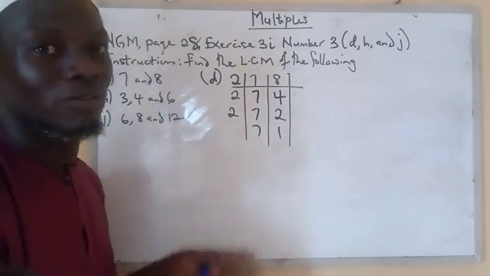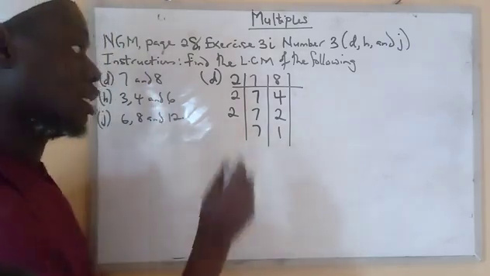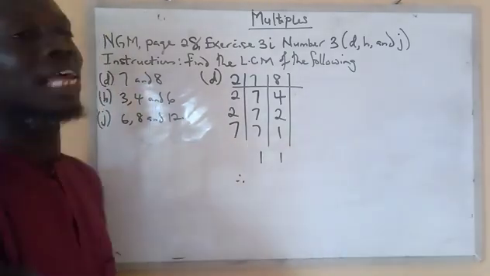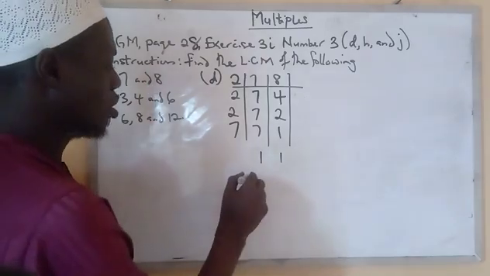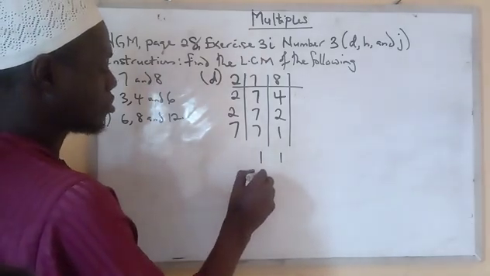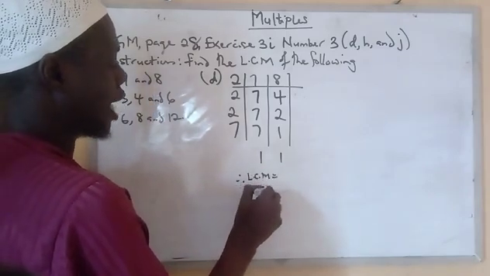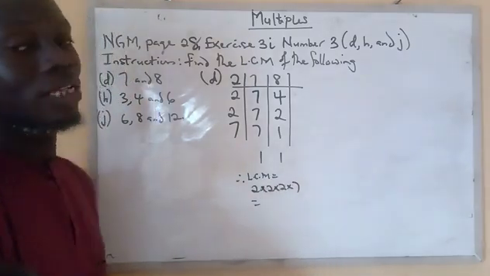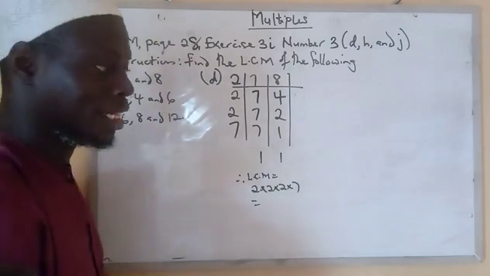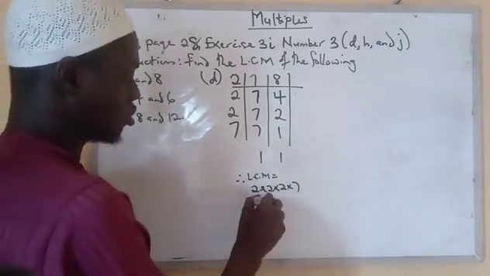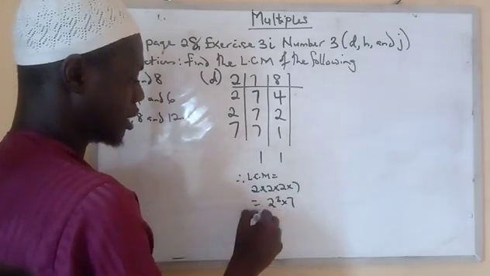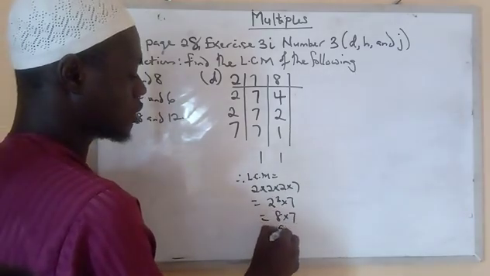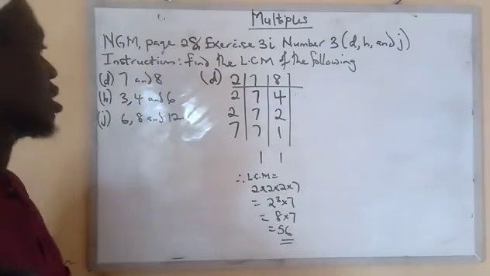What is the number that can divide 7? It is 7 itself. 7 in 7, 1, 1. Therefore, we now write our final answer. The LCM will then be 2 times 2 times 2 times 7. We are not asked to leave our answer in index form, but we can decide to take it to index: 2 to the power of 3 is 8. 8 times 7 will give us 56, and our final answer here is 56.